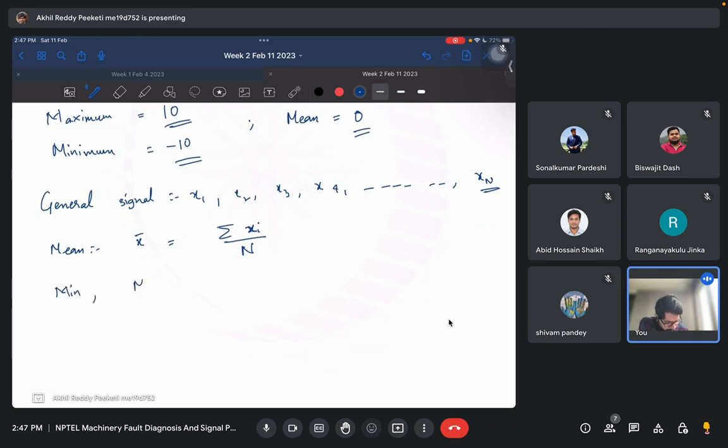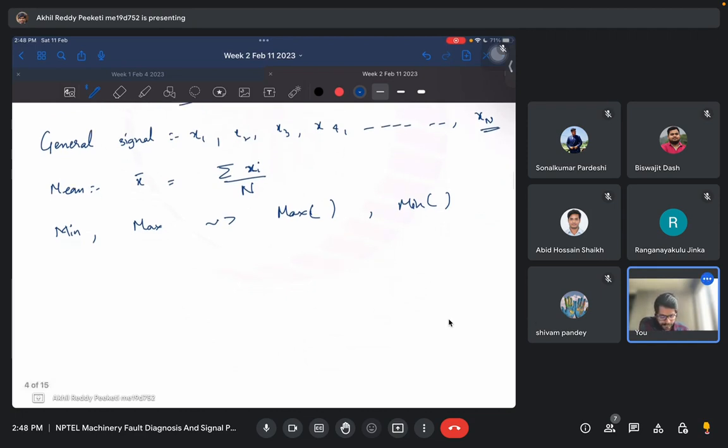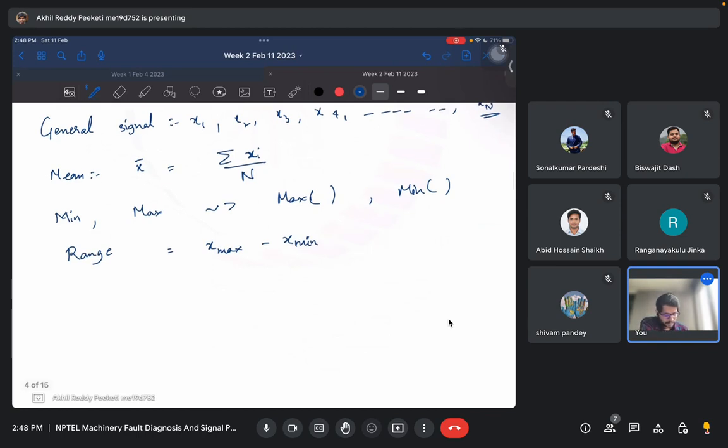Minimum and maximum, you know how to do. Just max of and then min of. Now, what would be the range? Range would be x maximum minus minimum. And what would be the RMS?